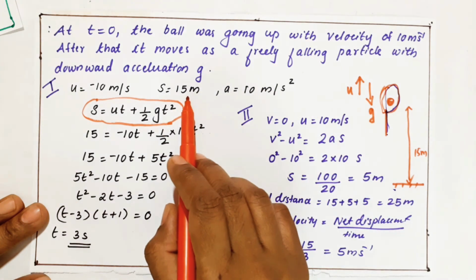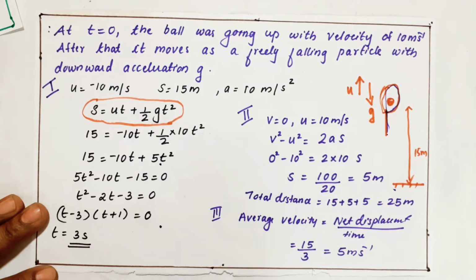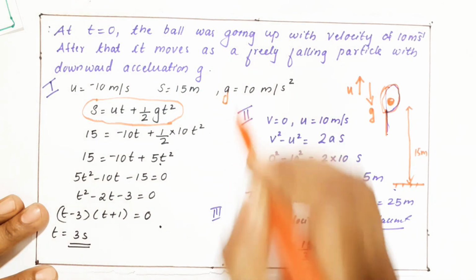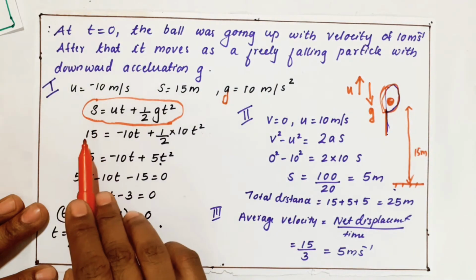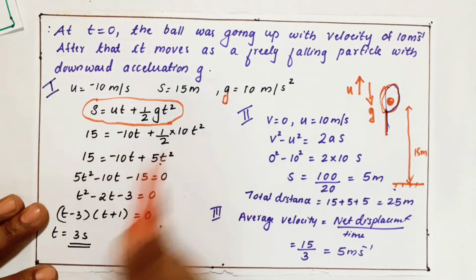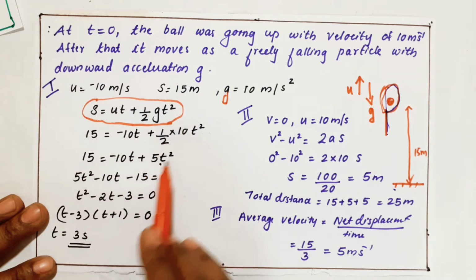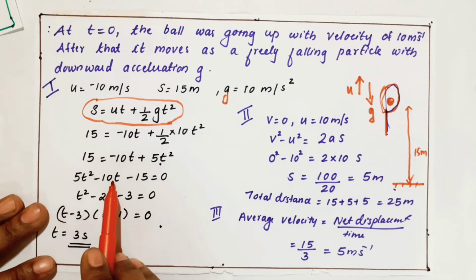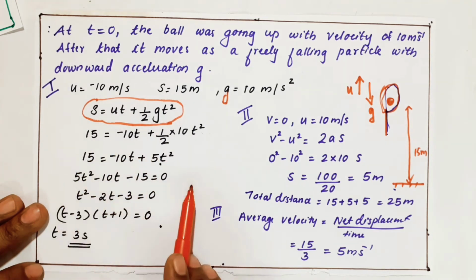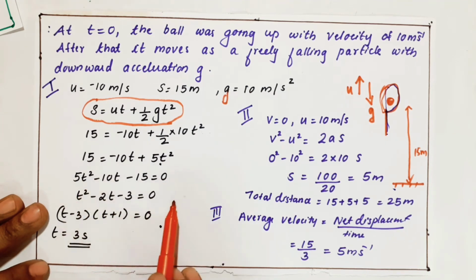Displacement they have given. What is the displacement at this point? 15 meter. g as 10. So I can write 15 equals minus 10t plus half gt square. 15 equals minus 10t plus 10 by 2, which is 5t square. 5t square minus 10t minus 15 equal to 0, taking 15 to the other side. Divide with 5. So it is t square minus 2t minus 3 equals 0.